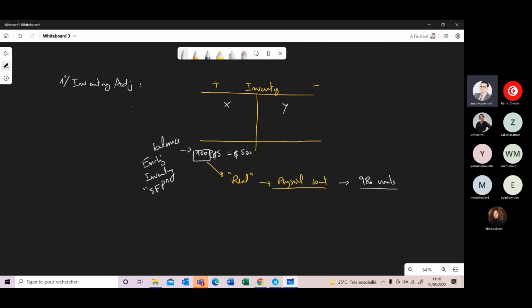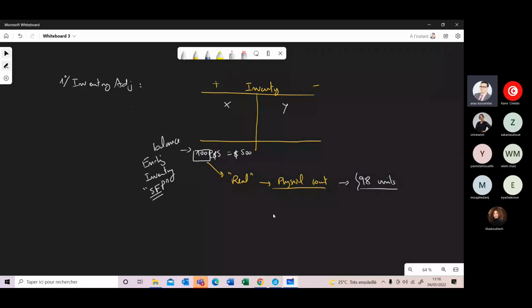By looking at these 98 units, the outcome of this physical count, you look at the difference, right? There is a difference of 2 units. The 2 units are missing. What shall we do? Shall we present in the books or in the statement of financial position, or the balance sheet, 100 or 98? Of course, you have to present the real number, which is 98. Therefore, you need what we call an inventory adjustment. An inventory adjustment is simply comparing the balance in your books with the physical count. So 2 units are missing.